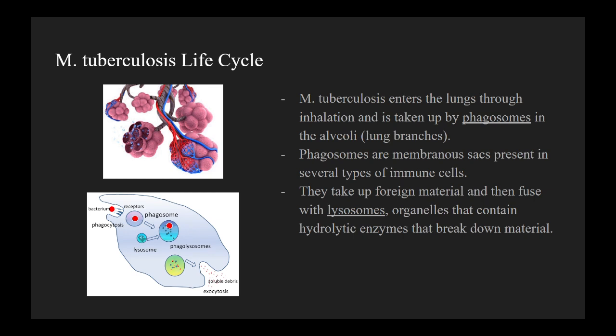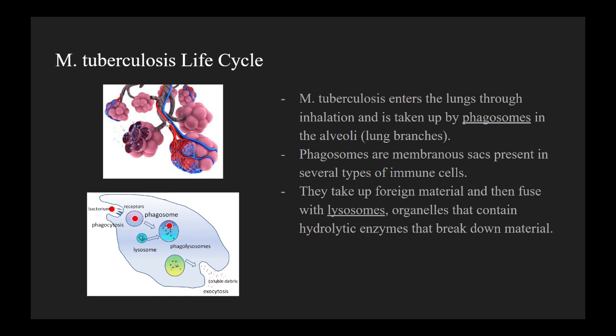So M. tuberculosis is usually spread through droplets, so inhalation. For example, if someone who's infected coughs. Once you inhale the bacteria in these droplets, they make their way into your lungs, and then they're taken up by phagosomes, and we'll talk about these in a second, within the alveoli. You might have seen these pictures: at the end of the branches in your lungs, there are these sac-like things called alveoli that help with the gas exchange of O2 and CO2.